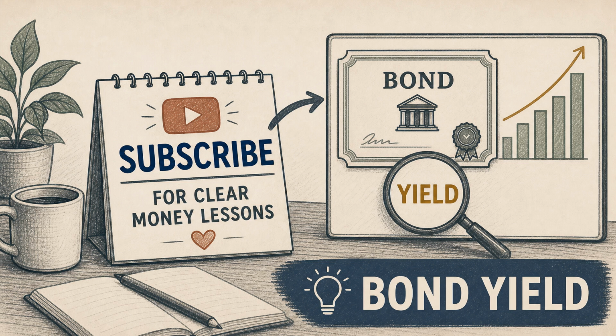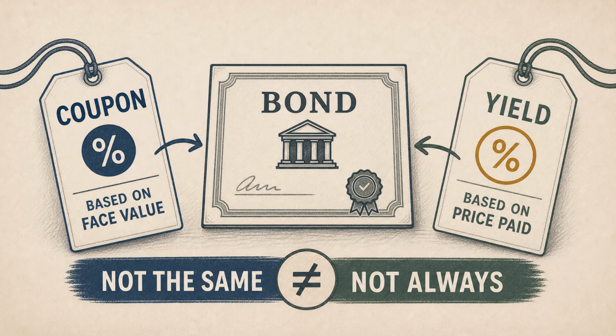Now let us get to the part that confuses almost everyone at first, which is bond yield. Beginners often think the coupon and the yield are the same thing. Sometimes they are close, but they are not always the same. The coupon is based on the bond's face value. The yield depends on the price you actually pay for the bond.